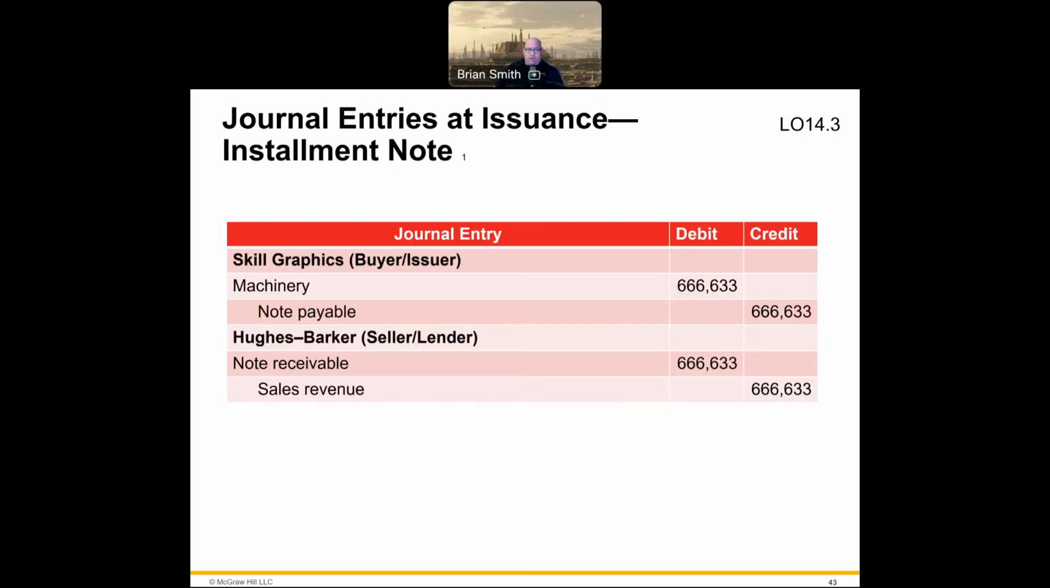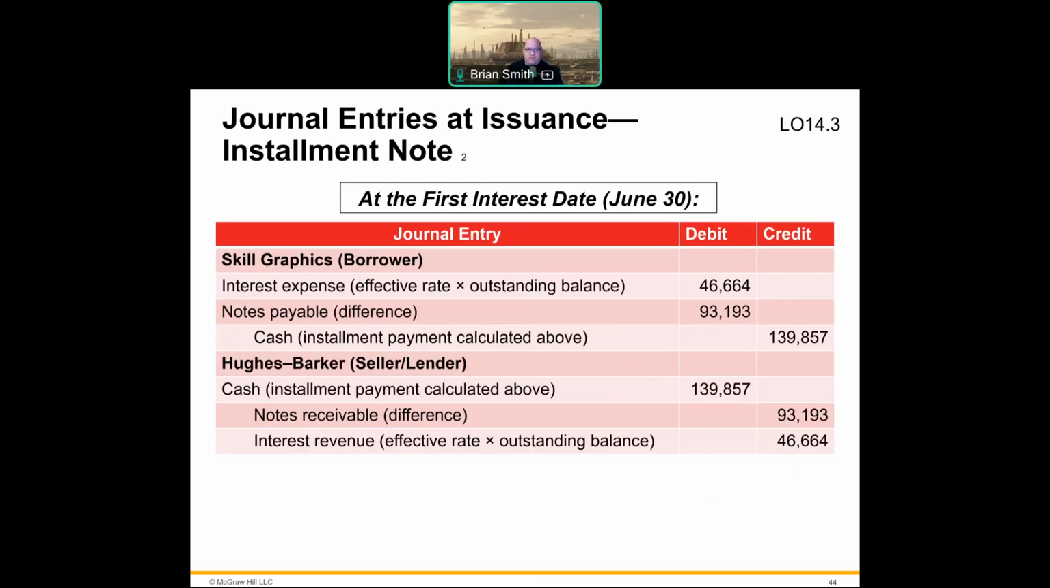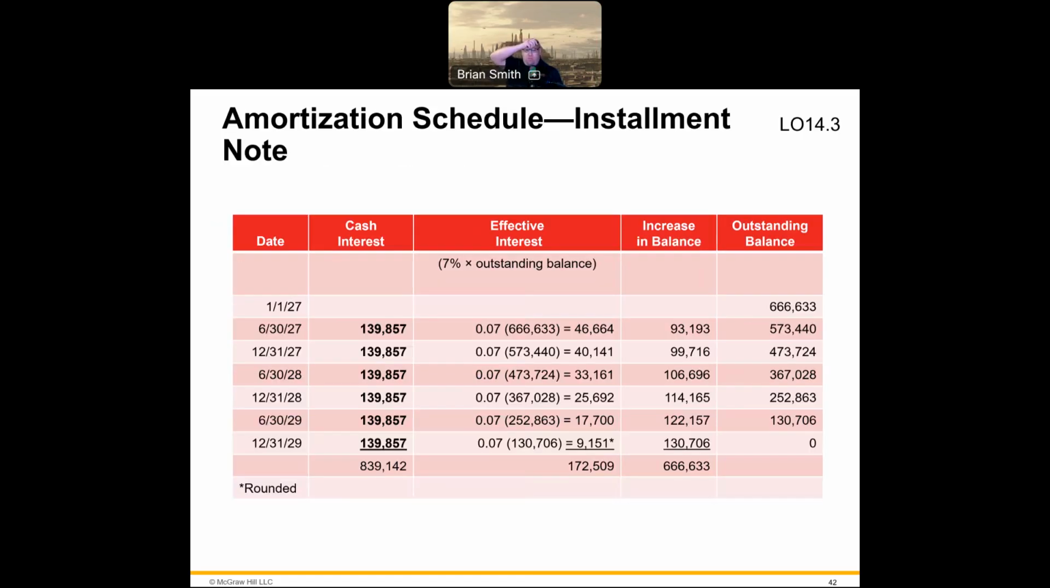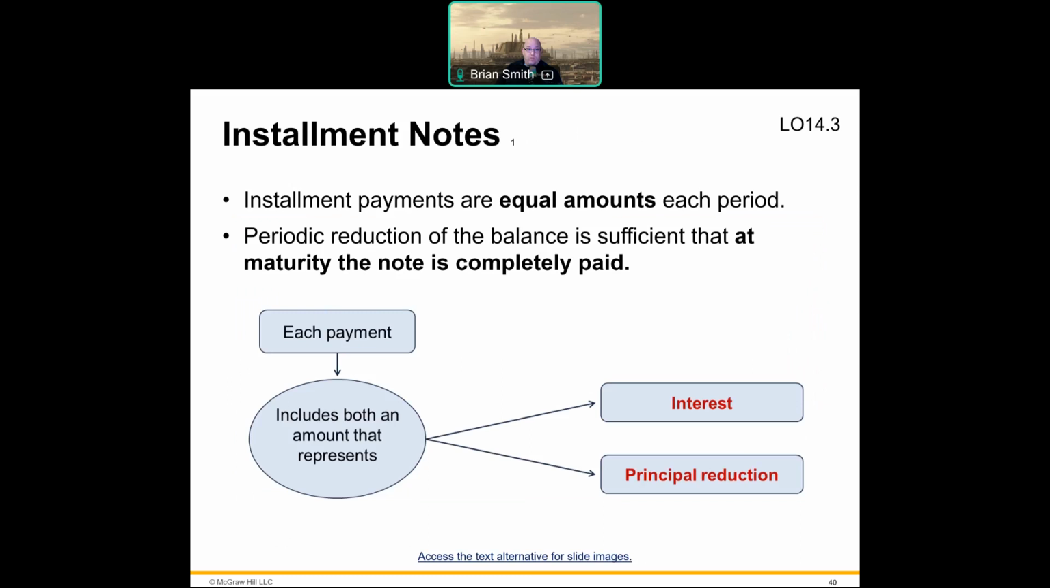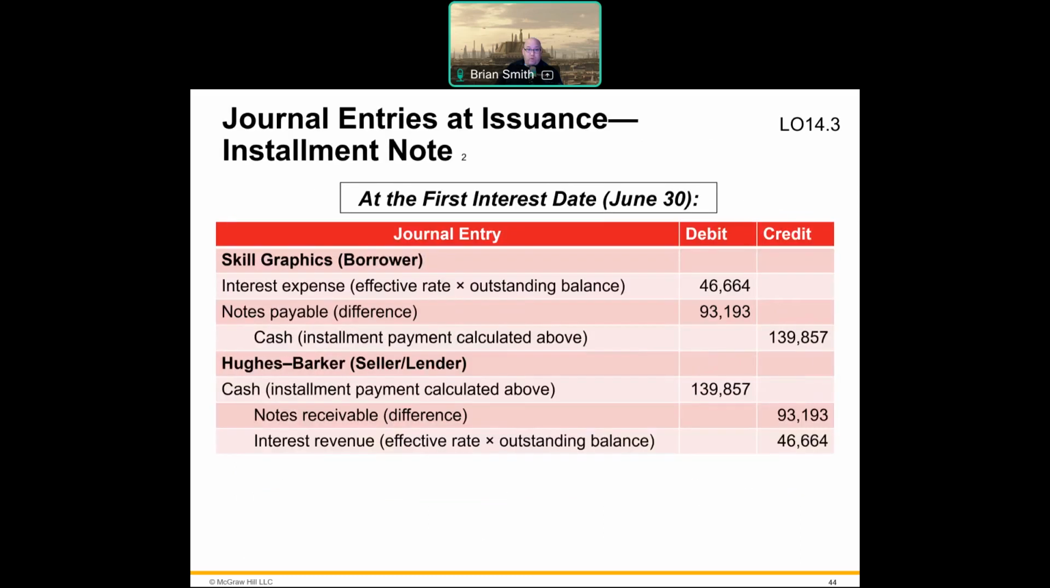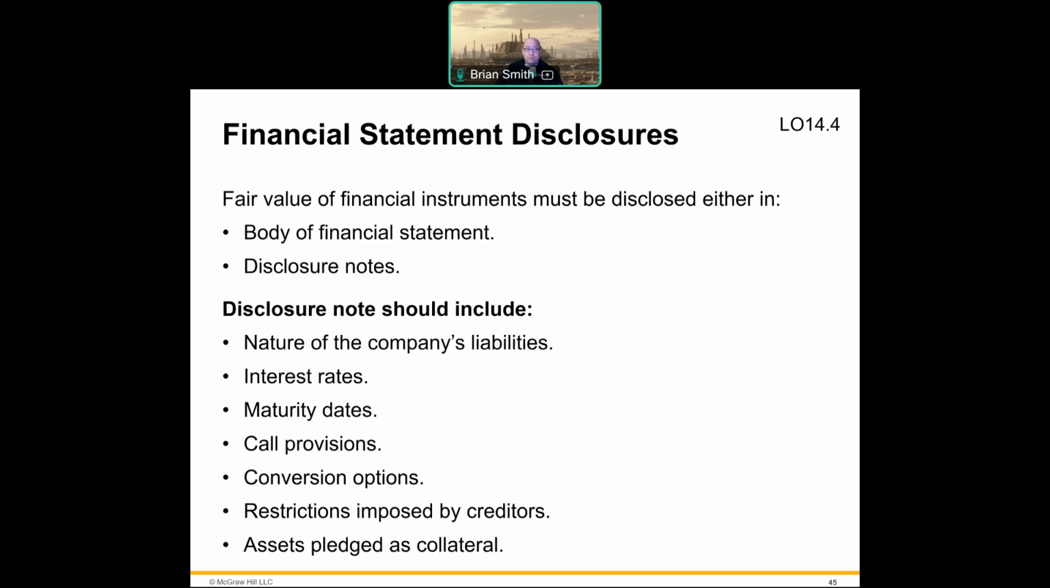Okay, if we do it with machinery, again, it's the same thing. We're debiting machinery, crediting the notes payable. We still have to deal with interest expense, crediting interest expense, notes payable, and crediting the cash we're paying for the installment payments. But in this case, looks like we're not dealing with that. Sorry, I'm going backward. Sorry, I was mixing that up. All right, I'm going forward again. Get us back to where we were.